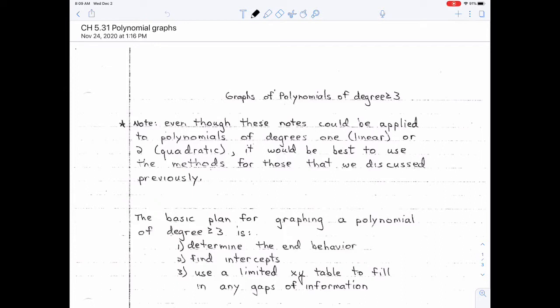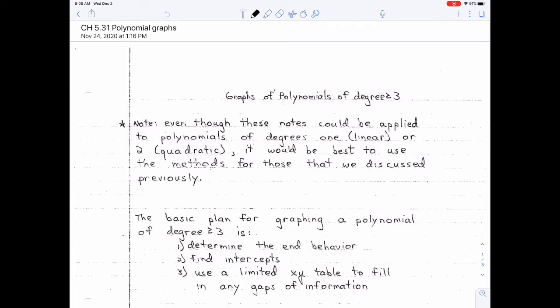Remember that a linear equation is a polynomial of degree 1. A quadratic equation is a polynomial of degree 2. Okay? We've already graphed both of those. You should know how to graph a line. You should know how to graph a parabola. Okay? So what I'm going to teach you today, will it work for a line and a parabola?